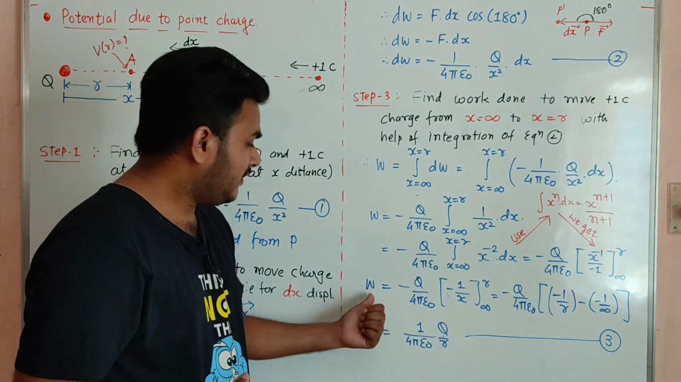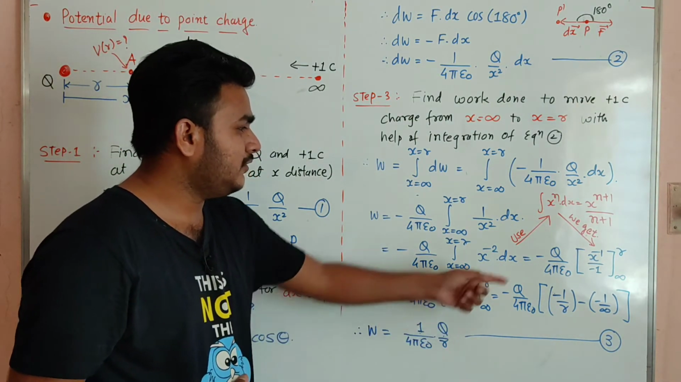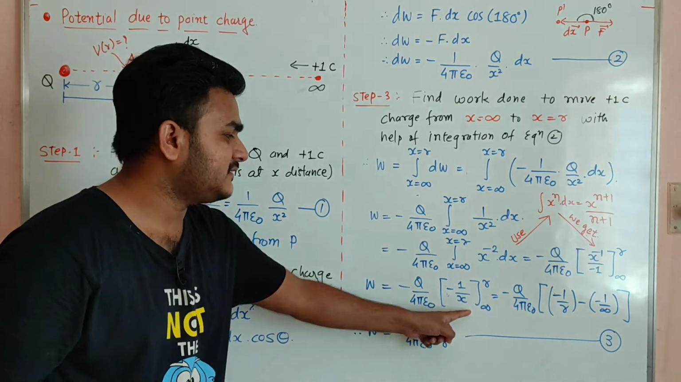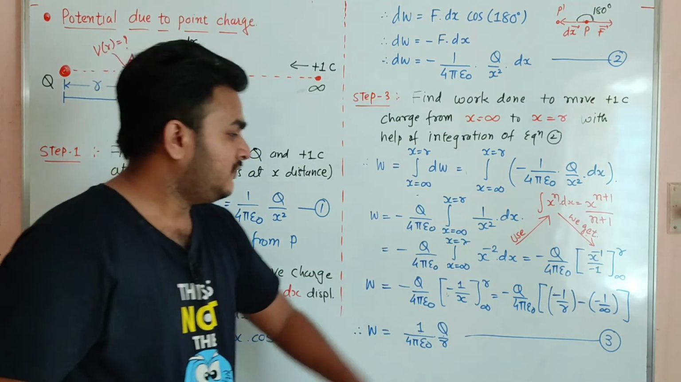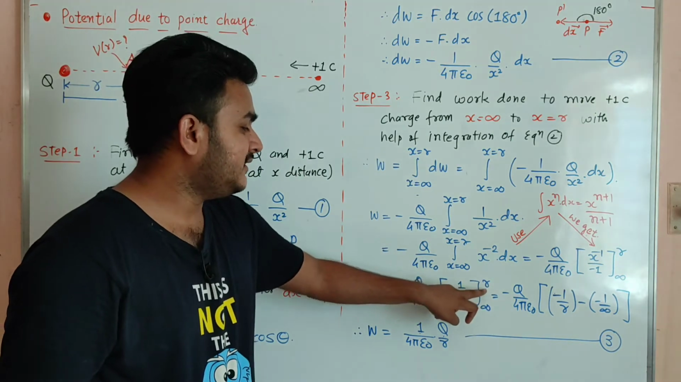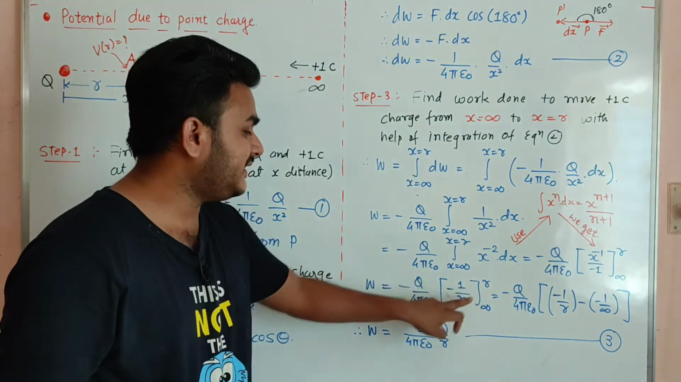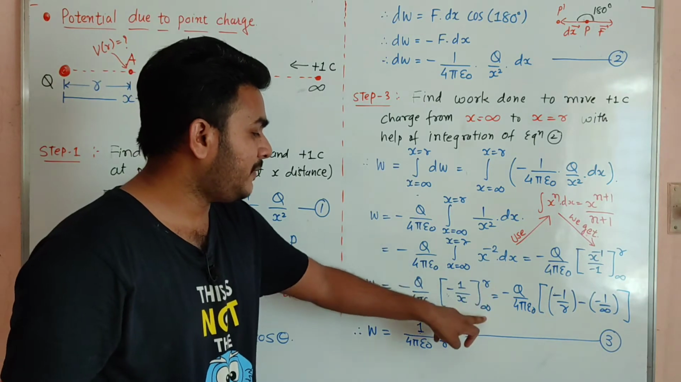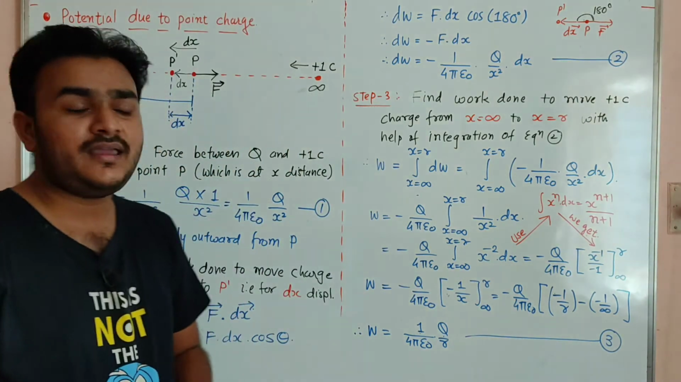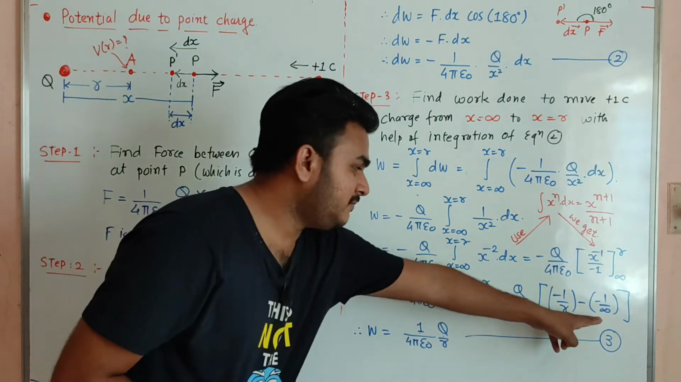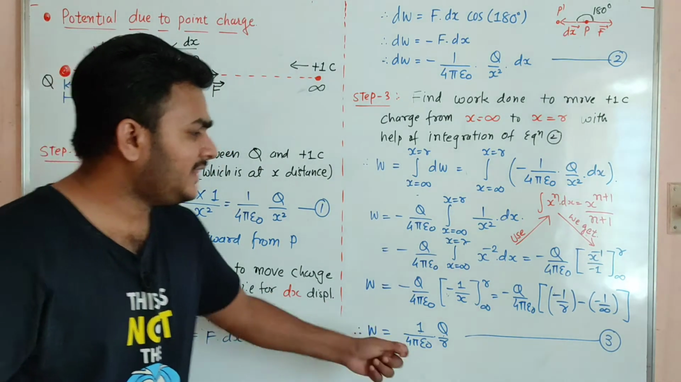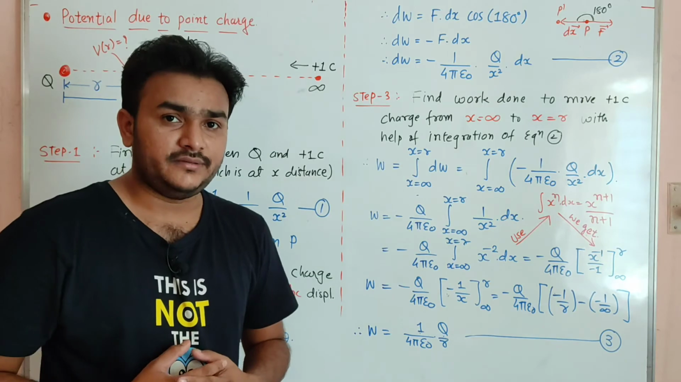Now further simplifying, W is equal to minus Q by 4 pi epsilon 0, x to power minus 1 upon minus 1, which will be equal to minus 1 upon x, from infinity to r, is equal to minus Q by 4 pi epsilon 0, putting the value of limits here. So first we will put the value of r here, then minus, then we will put the value of infinity here. So it will be minus 1 by r minus minus 1 by infinity. This simplification will lead to 1 by 4 pi epsilon 0 Q by r. Let us call this equation number 3.